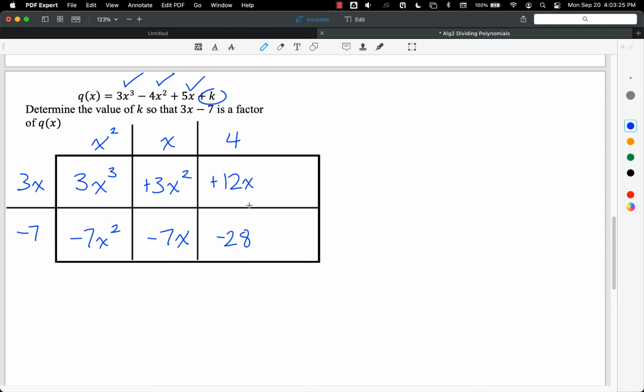And that's a cool tabular method. I was trying to think if there's a shortcut to get that. Could you somehow know that was going to be 28? I don't think so. I think you have to go through all the math, either long division or with the tabular method, to get that k is equal to negative 28.